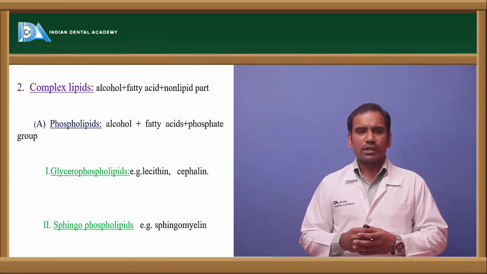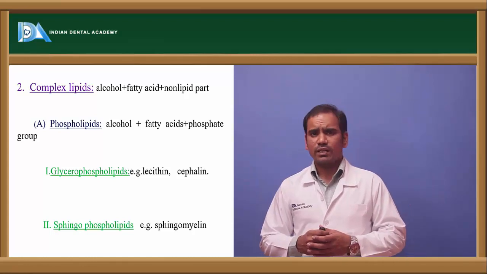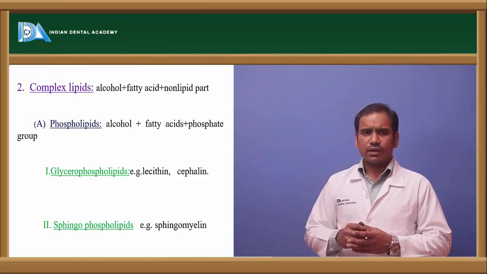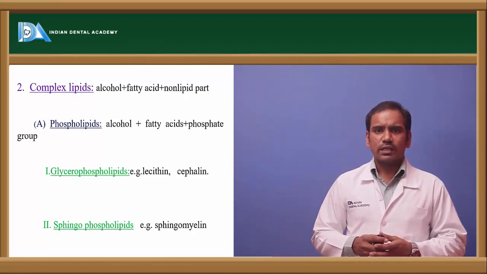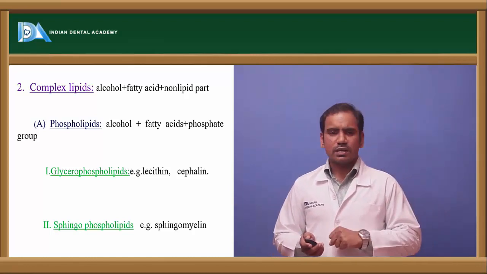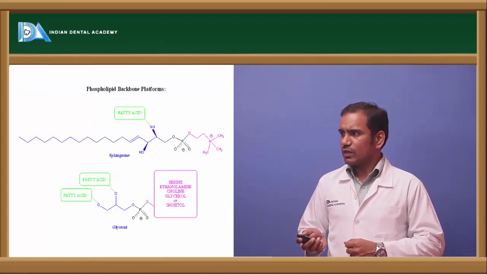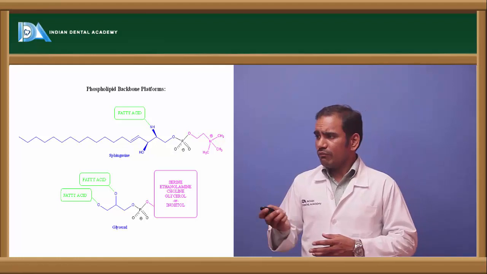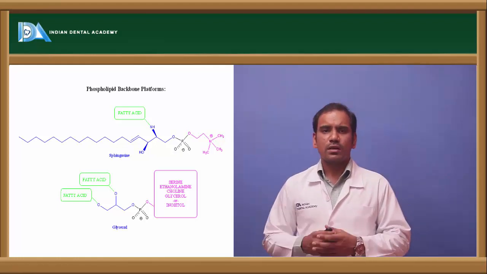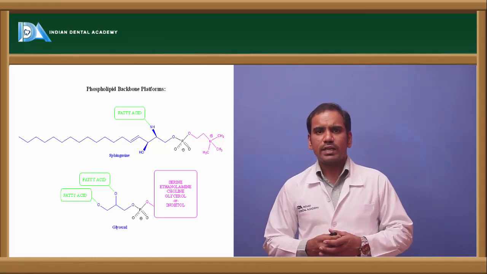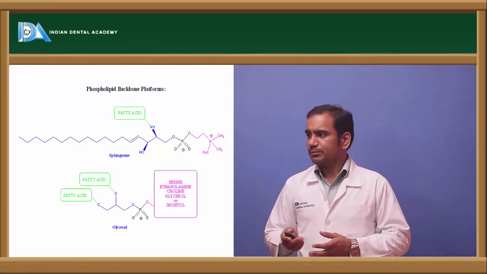And coming to examples for glycerophospholipids, the examples are lecithin and cephalin. And coming to sphingophospholipids, we have sphingomyelin. So these are the examples for the glycerophospholipids and sphingophospholipids subclassification of phospholipids. And when you see the structure, in case of sphingophospholipids, the backbone is the alcohol sphingosine, and in case of glycerophospholipids, the backbone is glycerol.